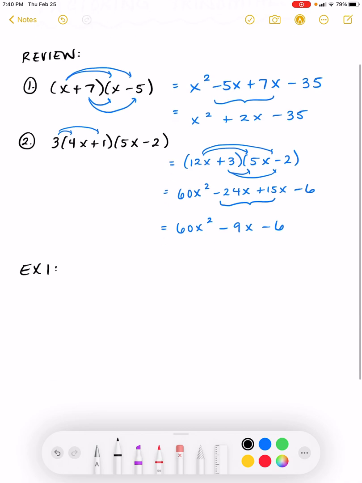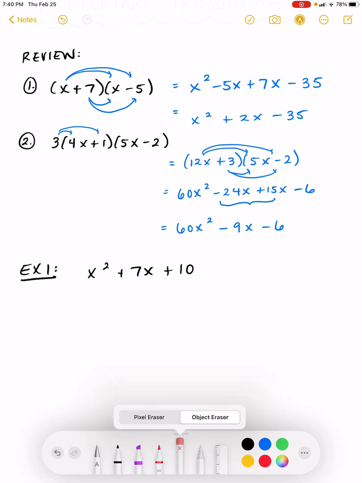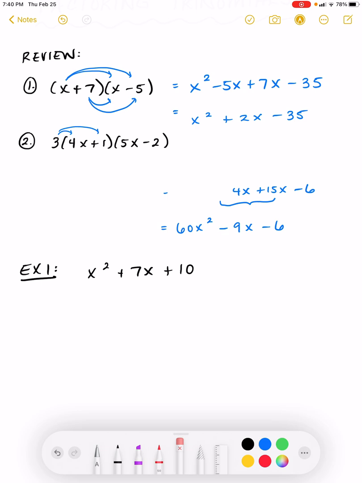So the first example we did in class today was x squared plus 7x plus 10. And our goal is to factor this. Before I get started, I want to come back up and get all of this out of the way, just so that you can pay attention to what I'm looking at right here.